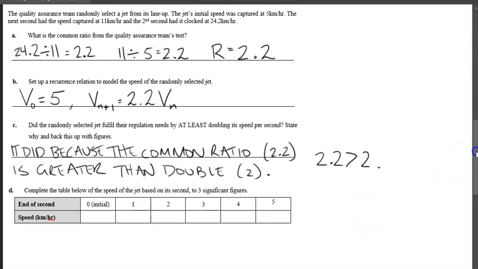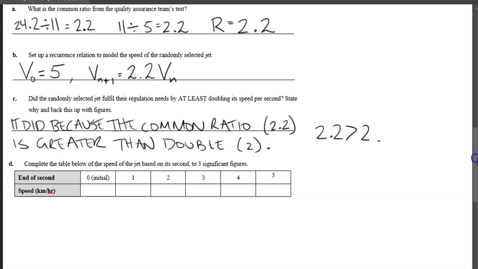And for the last part, we're going to complete the table below of the speed of the jet, to 3 significant figures. We already know the initial speed is 5, and we don't need to write kilometers per hour because that's already within the table. Then the next one is 11, and then 24.2. All you need to do is keep multiplying by 2.2 to get the next terms.